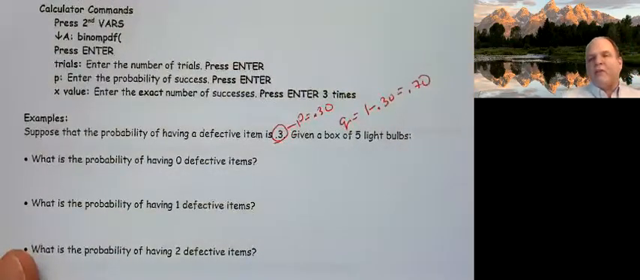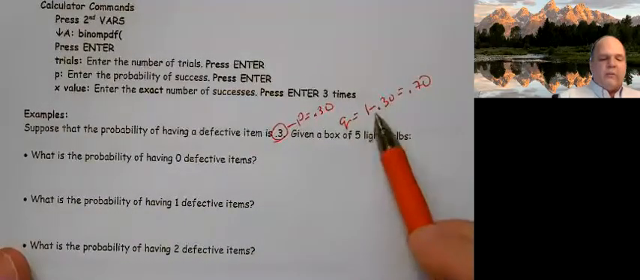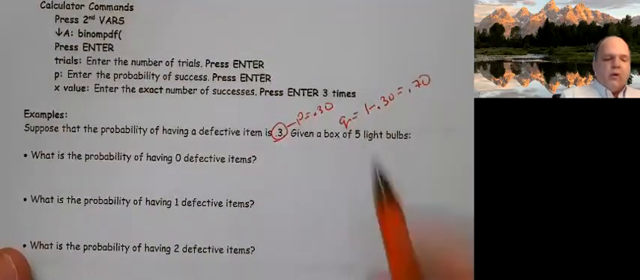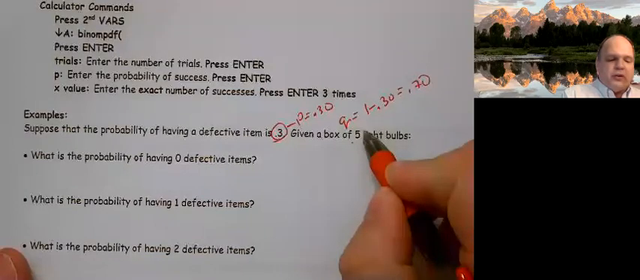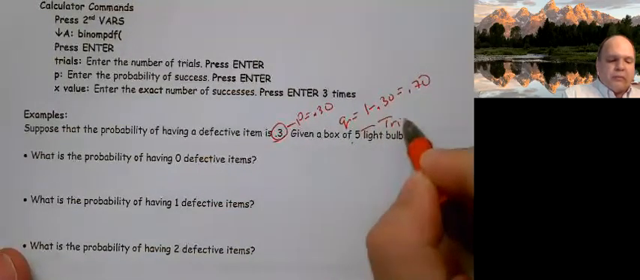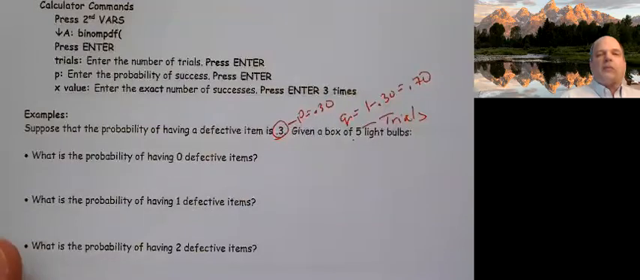The lights just flipped off, so I'm sorry for that. Failure is 1 minus 0.3 is 0.70. We also have 5 light bulbs, so this is my number of trials. So what is the probability of having 0 defective light bulbs?